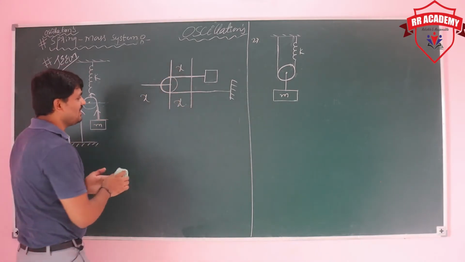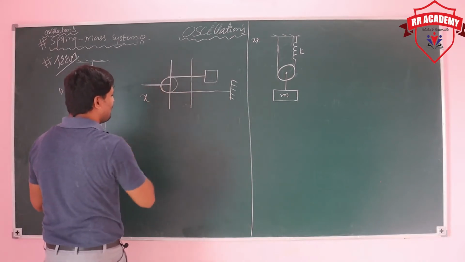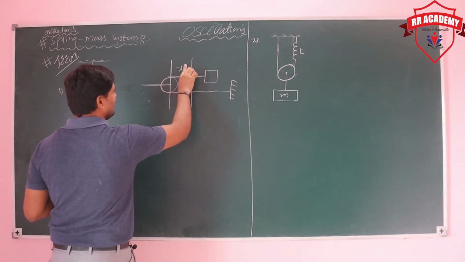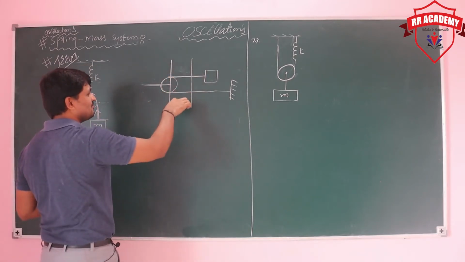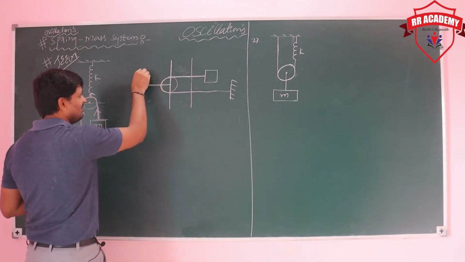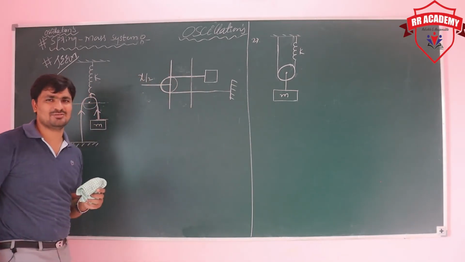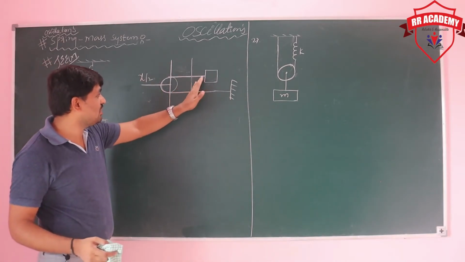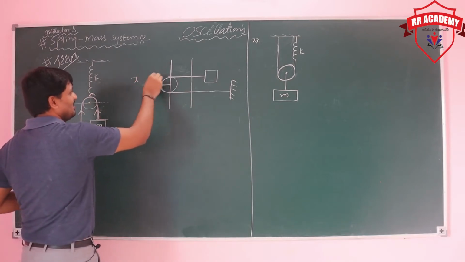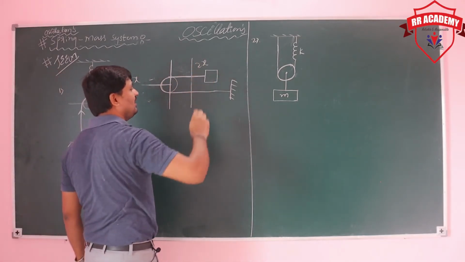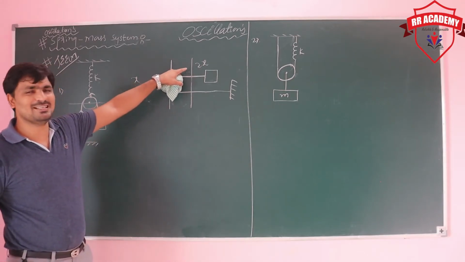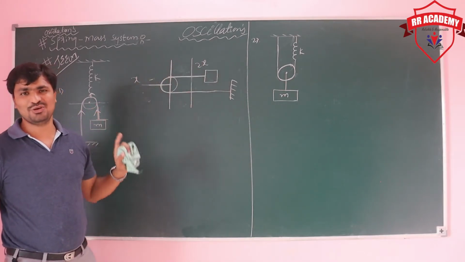Yes, that means if the total displacement is x, then this is how much it gets: x by 2. Combination means, if it gets x displaced, then the block will get displaced by 2x. Because here x displacement, totally 2x displacement.